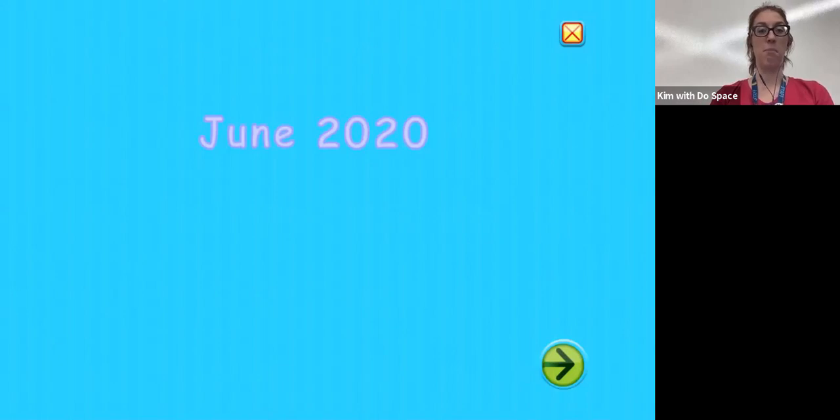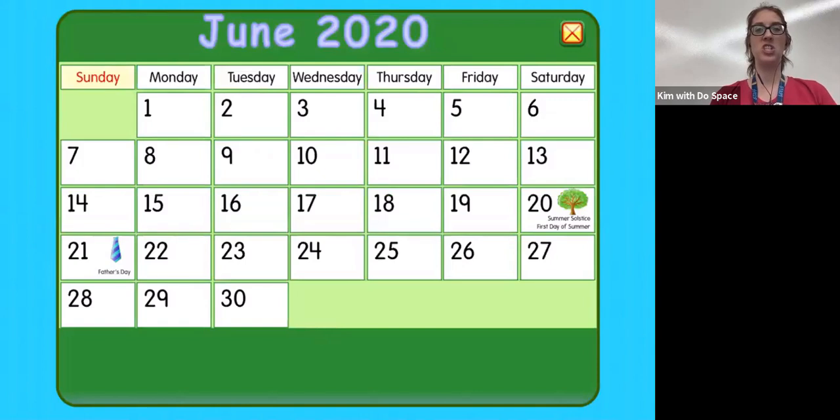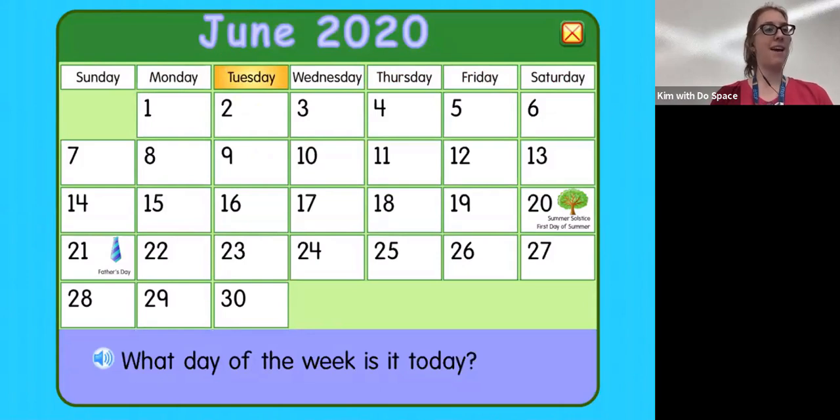You should see at the bottom of your screen a green triangle, or green arrow. Can you touch that green arrow for me? Perfect. And you should see your screen change, and you should see that this is the calendar that we have. This is our calendar of our month of June. And right under where it says June 2020, you should see our 7 days of the week. We repeat those every week, every month throughout our year.